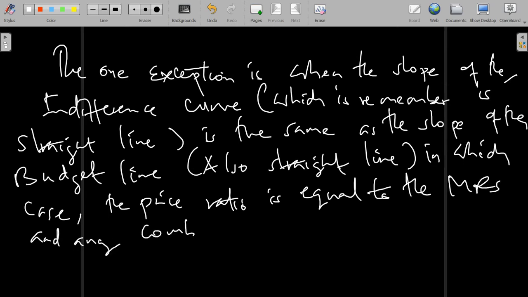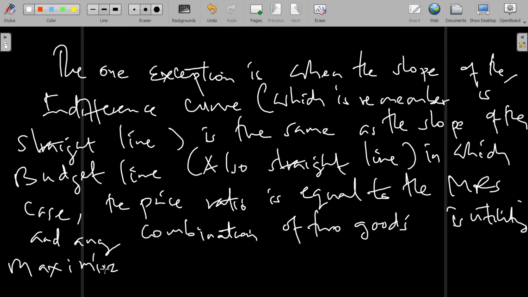So the one exception is when the slope of the indifference curve, which, remember, is a straight line, is the same as the slope of the budget line, also a straight line, in which case the price ratio is equal to the marginal rate of substitution and any combination of two goods is utility maximizing.